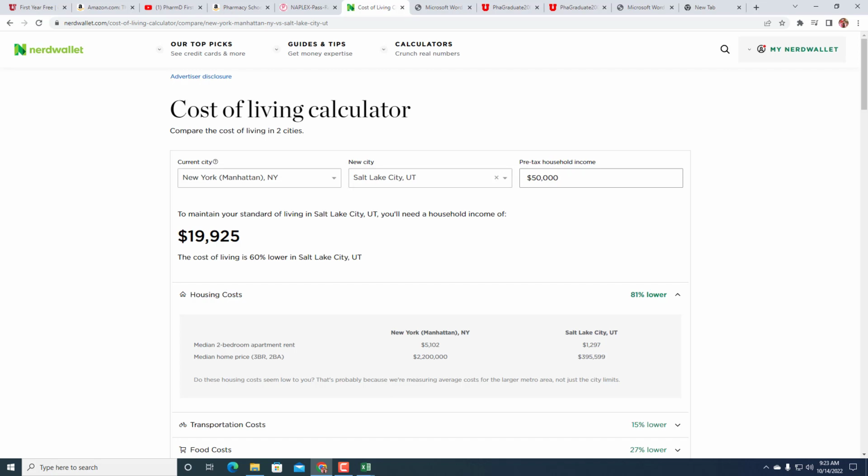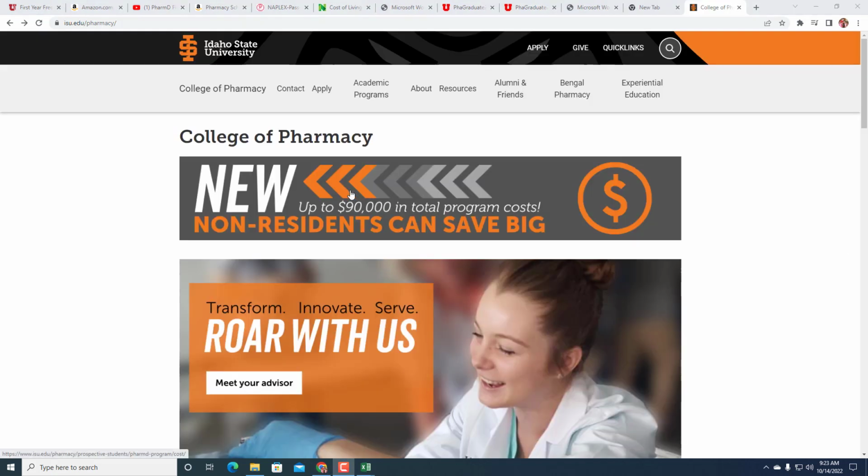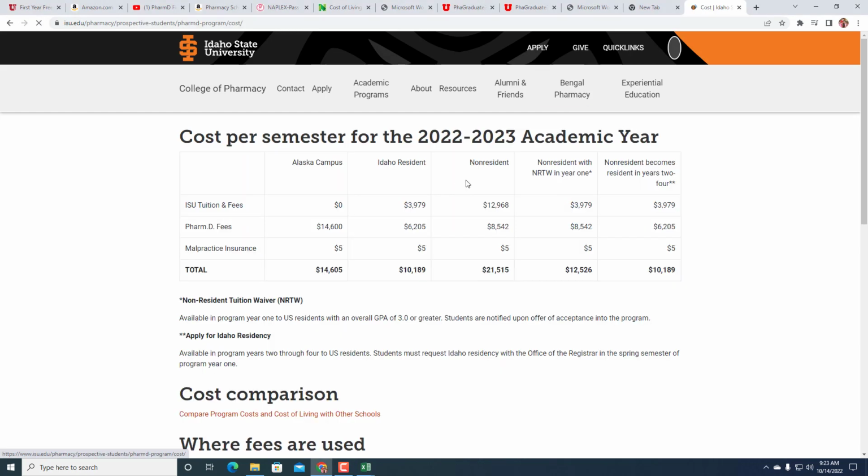And let me kind of pull. Okay, so here's Idaho State's, and of course they've got this blasted across their front webpage. But new, up to $90,000 in program costs can be saved. Non-residents can save big.